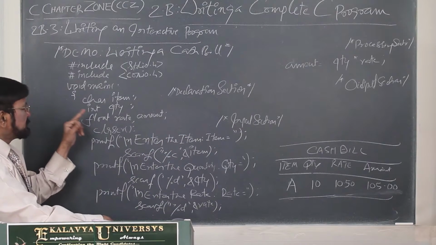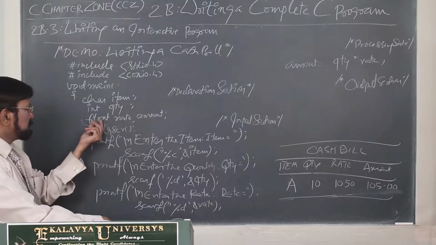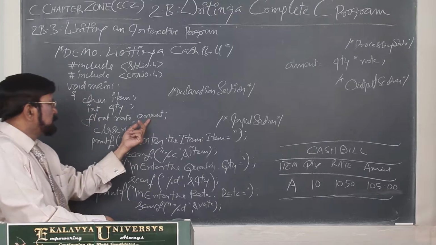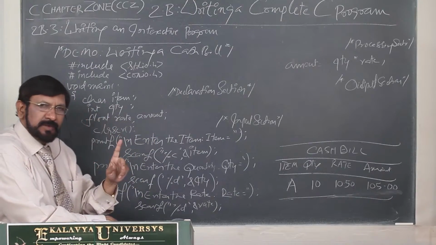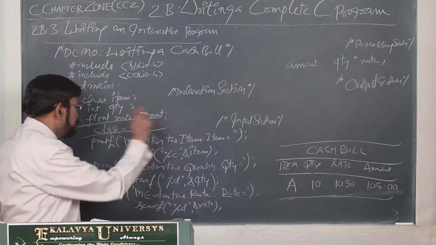And the declaration section: char item, int quantity or numbers, float rate, and amount. The output variable should be float, because of int versus float, amount should be float. So the declaration section is over.